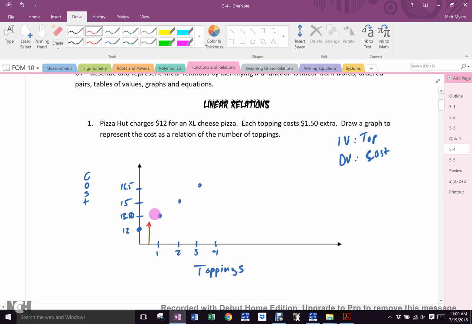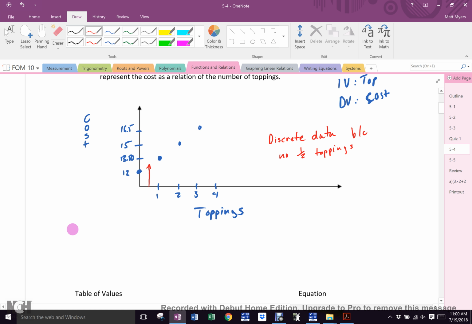Does everybody understand that? This is discrete data because no half toppings. Does everybody understand? Sweet. Okay, now, this is what we call a linear relation. I lie. It's actually a linear function.